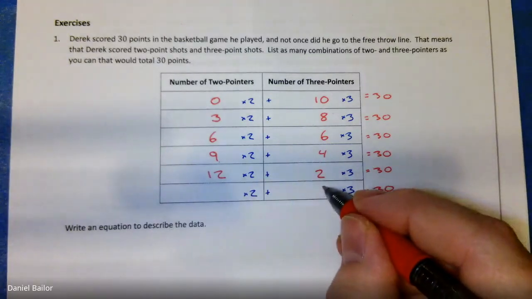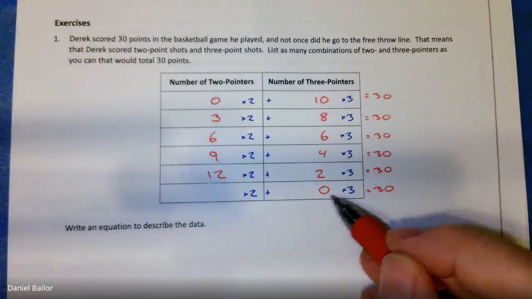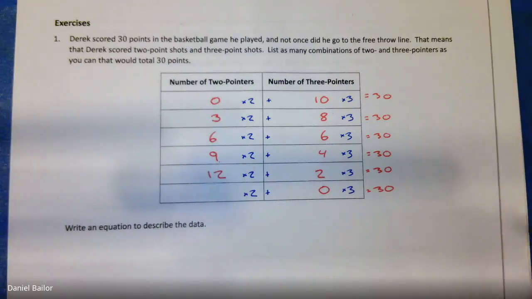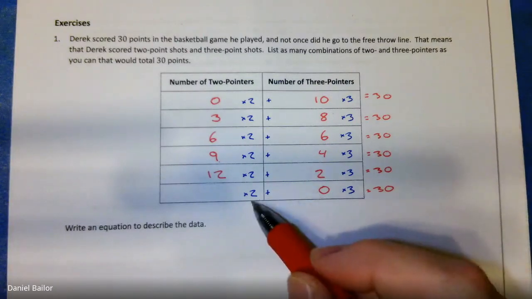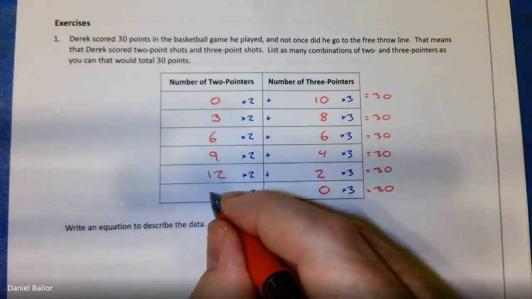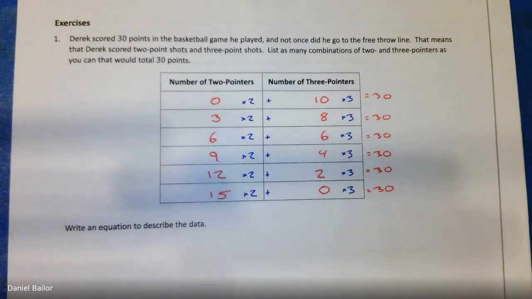Finally, he could do 0 3-pointers, and all of the points come from 2-pointers. Well, how do 2-pointers turn into 30? He would need to make 15 of them. So you can see these are the different combinations of how he gets to 30 points with 2-pointers and 3-pointers only.